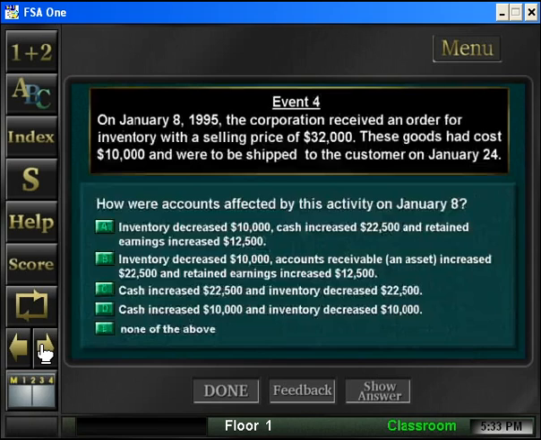What accounts would be affected by the activity described in Event 4? You are correct. Receipt of an order is an executing transaction. That is, neither the buyer nor the seller has performed its part of the transaction. Therefore, there are no asset changes, no liability changes, and no shareholders' equity changes.